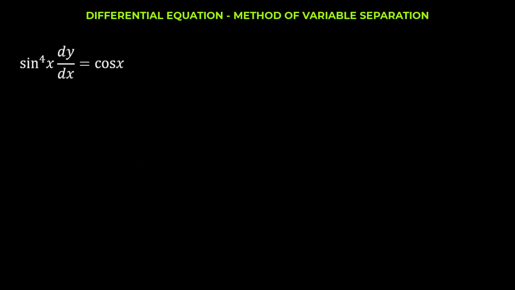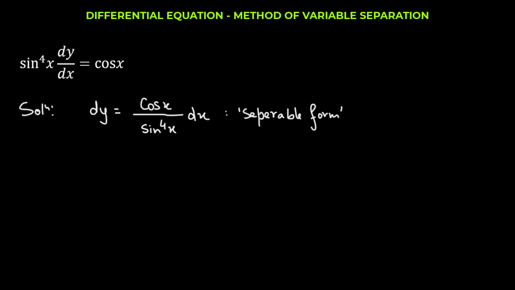Problem number 4. So here we have the differential equation sine x whole raised to the power of 4 times derivative of y with respect to x equals cosine of x. So we begin by separating the differentials, and that should give us dy equals cosine of x divided by sine x whole raised to the power of 4 times dx. Now this is in the separable form. Now we're going to integrate both sides.